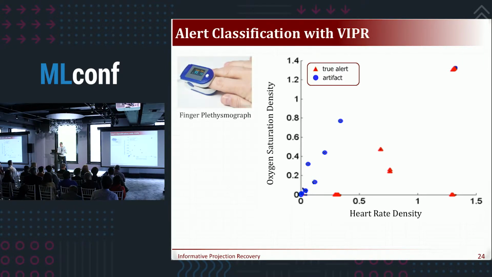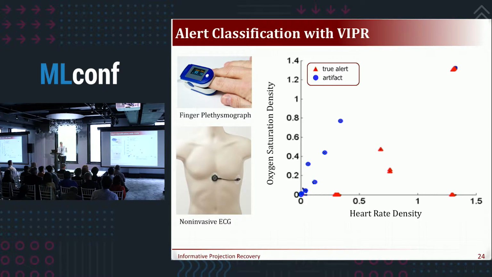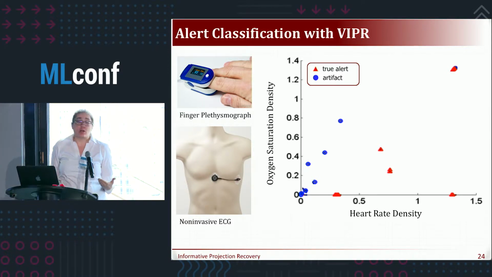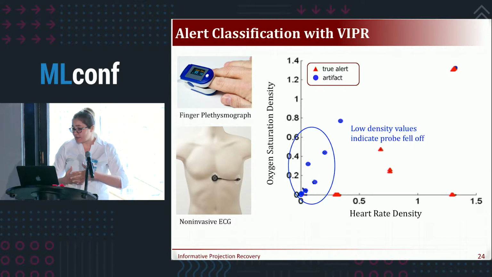Now we have to remember that oxygen saturation is collected with a finger probe, and ECG is collected with a non-invasive sensor that adheres to the patient. Now, both of these can become dislodged from the patient, so both the finger probe and the sensor, which is really what causes all of those artifacts. Now, in this case, not only do we have a clear separation of artifacts and real alerts, but we have an explanation of what causes the artifacts, the sensors becoming dislodged.